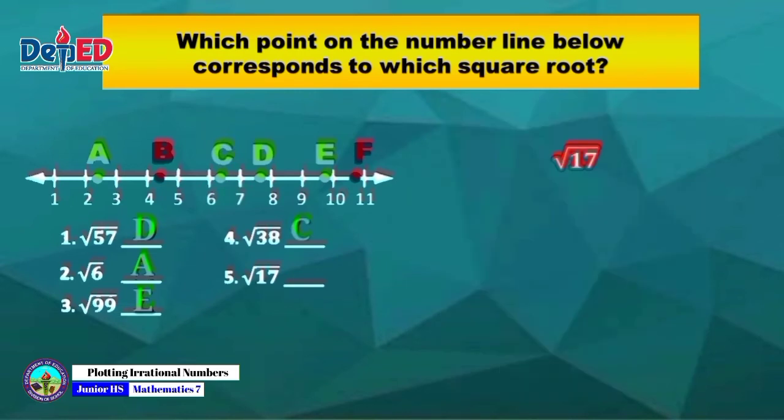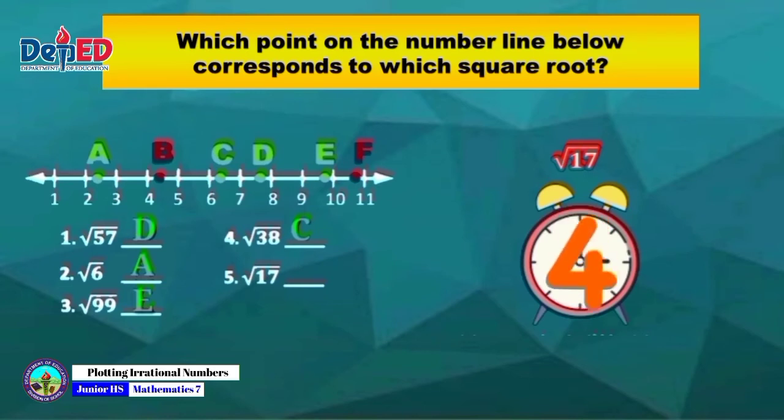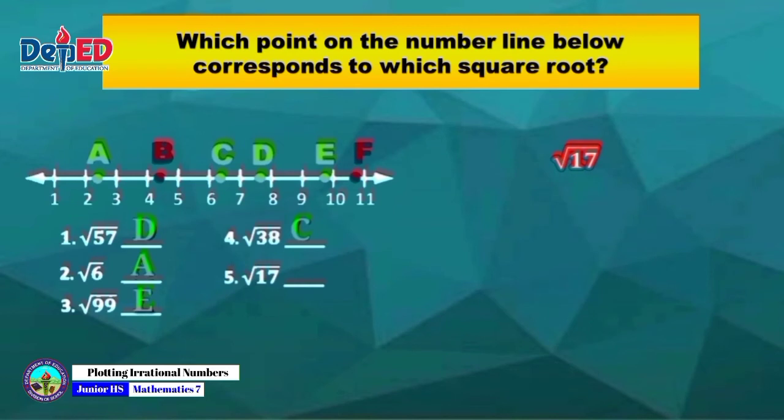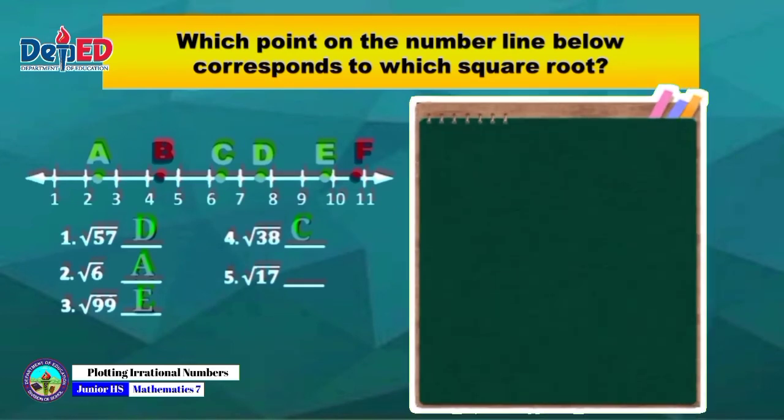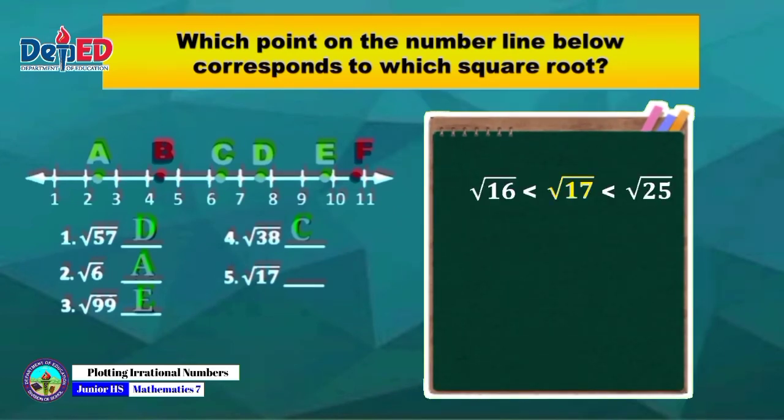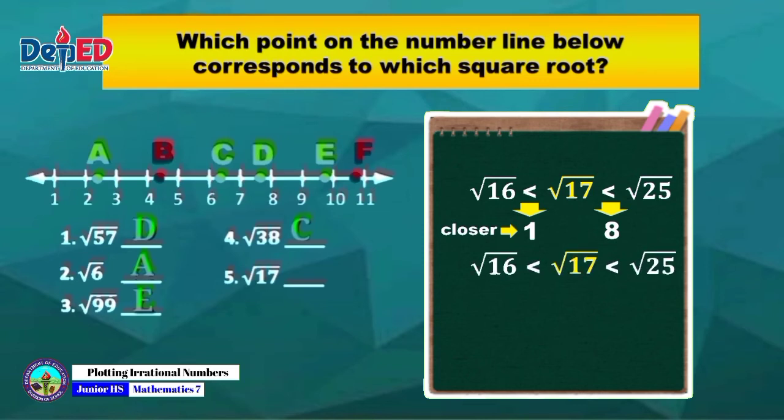Number 5, the square root of 17. Timer! Time is up! The square root of 17 lies between the square root of 16 and the square root of 25. 17 minus 16 is equal to 1. 25 minus 17 is equal to 8. Therefore, the square root of 17 is closer to the square root of 16.